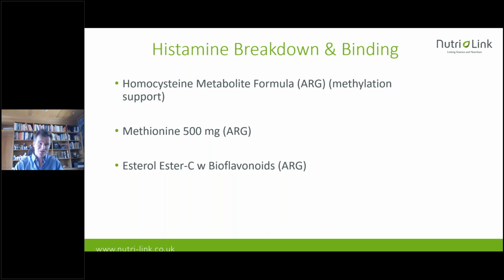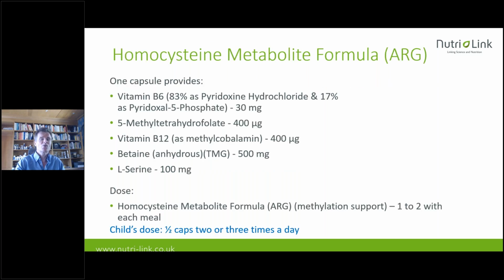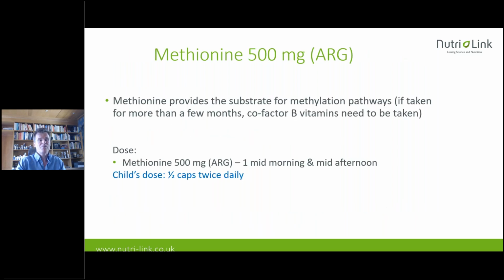Methionine is the precursor for the methylation cycle, and I find that's the most effective histamine binding agent that I've used. Vitamin C can also support that process, as well as having a natural antihistamine effect. Here's what's in the homocysteine metabolite formula, and there's the dose on that page there. Methionine, a substrate for methylation pathways, and certainly after taking it for a few months, perhaps the cofactor B vitamins might be needed.